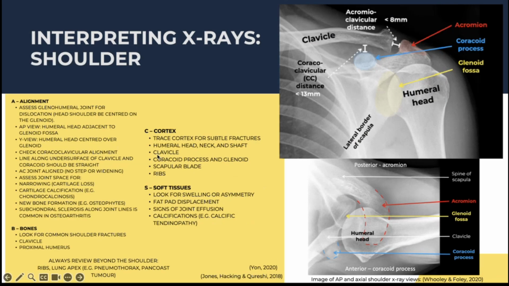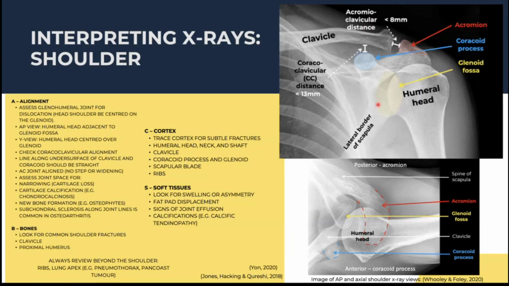So if we look specifically at the anatomical areas of the upper limb, starting with the shoulder, you want to assess the glenohumeral joint for any dislocation. You want to make sure that the head of the humerus is sitting centered in the glenoid. On an AP view like this one, you want to make sure that your humeral head is adjacent to the glenoid.